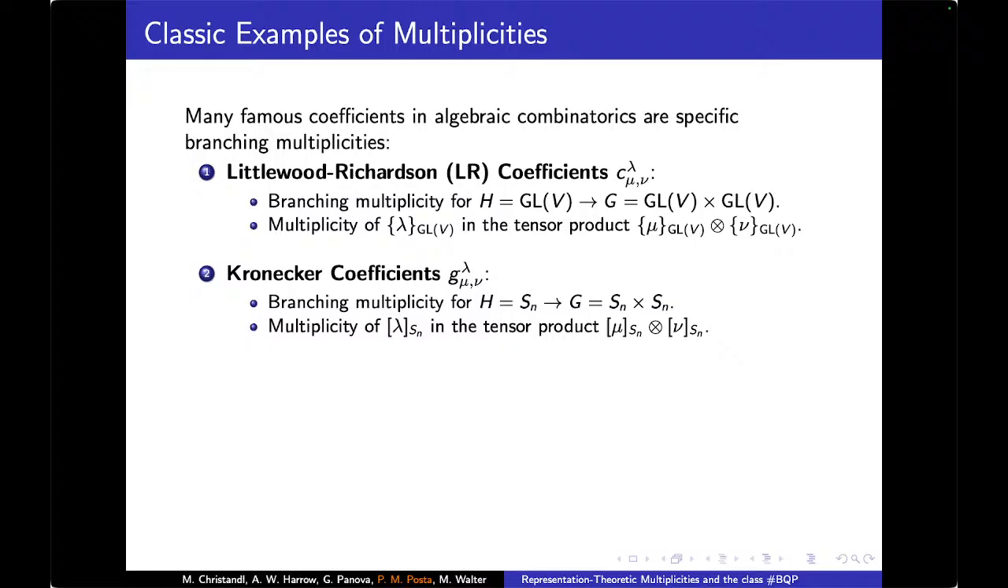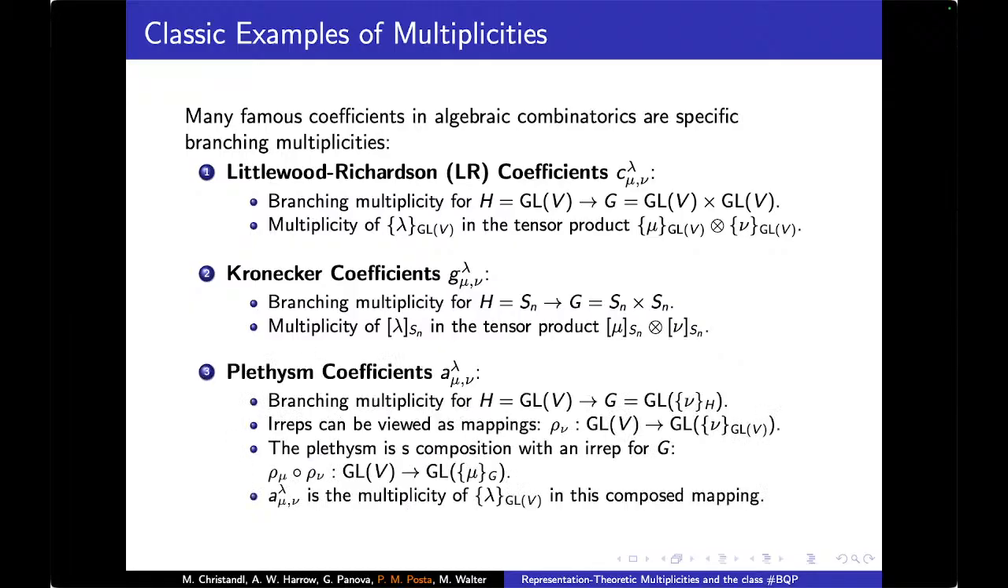We have also seen the Kronecker coefficient, and you can get this by the same exact construction, the diagonal embedding of one copy into two copies of itself, this time with S_n instead of GL_V. I'll use this notation with square brackets for Specht modules, which are the irreducible modules for the symmetric group.